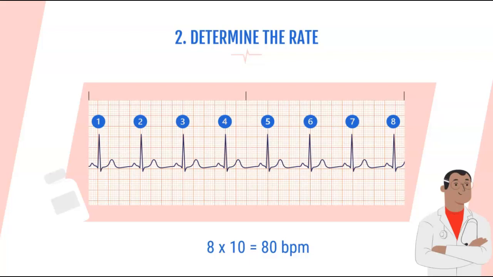In this example, there are 8 R waves. Multiplying that by 10 gives you 80 beats per minute.